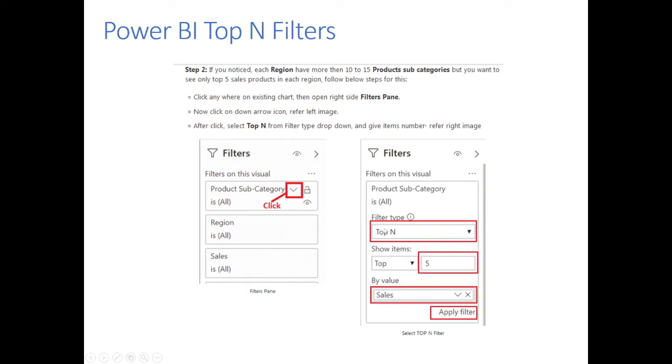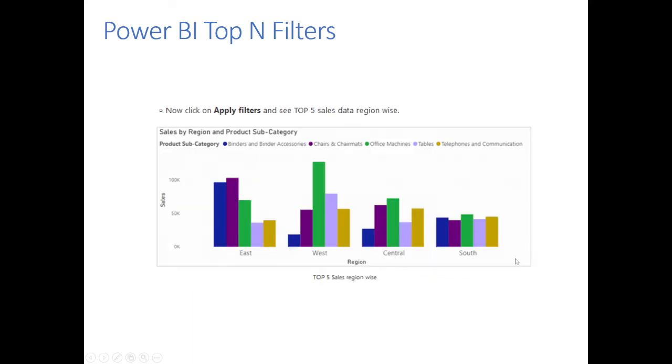After that, click on Top N for the filter type, and then show items. We place here 5. And then by value of sales. Then we click on apply filter. So now click on apply filter and see top 5 sales data per region. For the east, we have binders, chairs, office machines, tables, and telephones. We have only 5 here because these are the top 5 products.